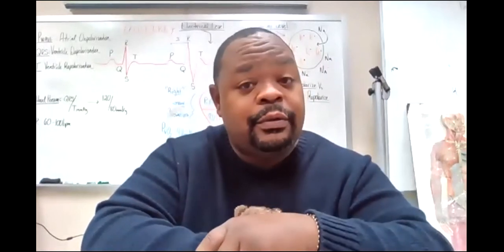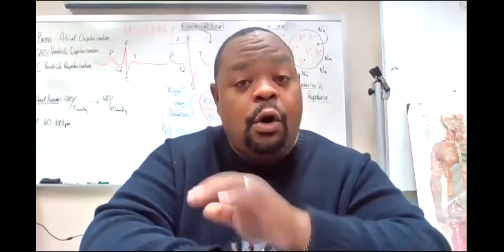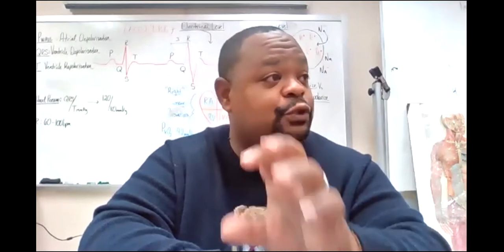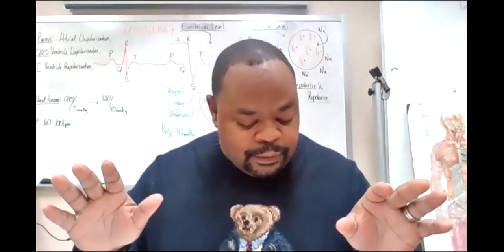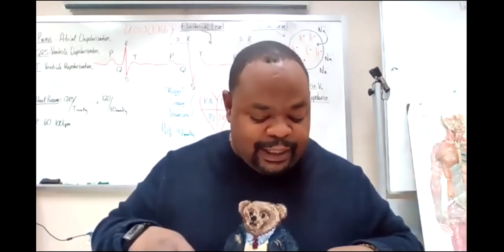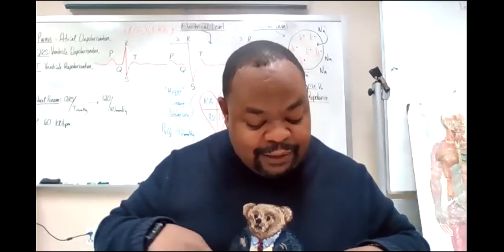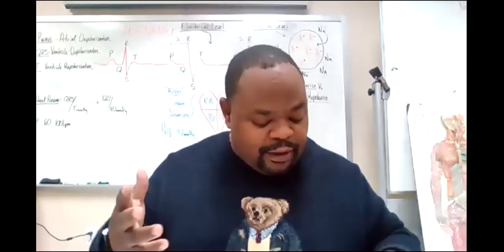So don't get caught up with that, guys, because if you count the R's and they don't say it's a 6-second strip, it's not going to work for you. It only works if you know for sure it's a 6-second strip. Okay. All right. So that is how you count. Now look at figure 18-11. This is an arrhythmia.